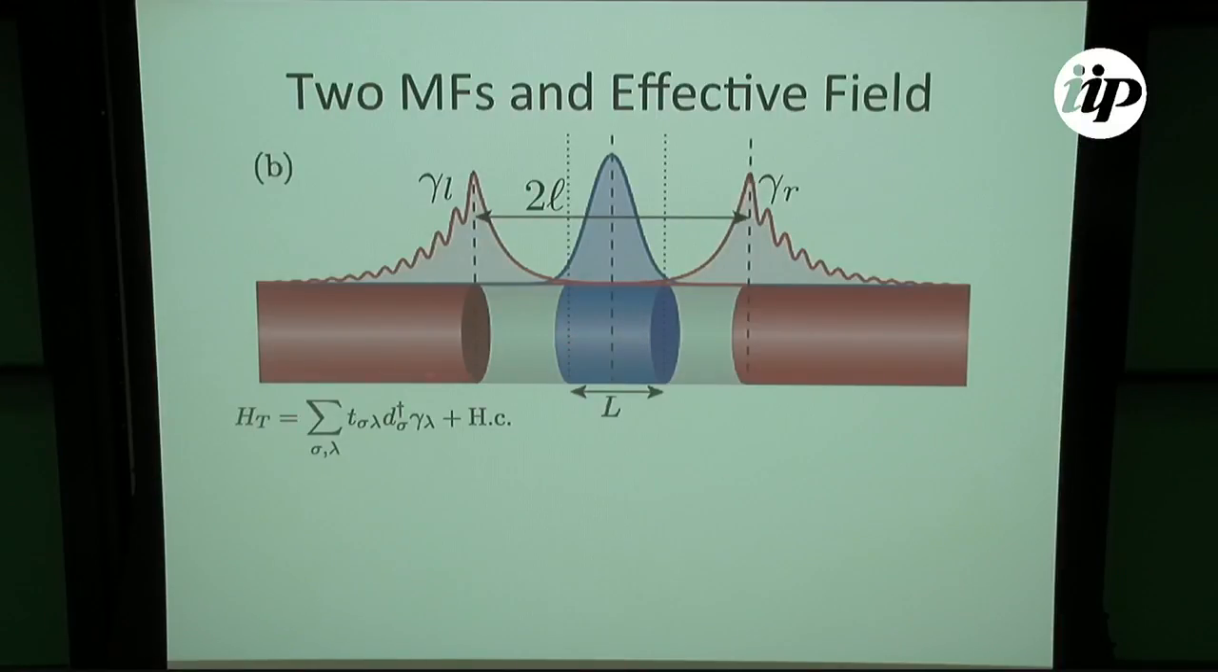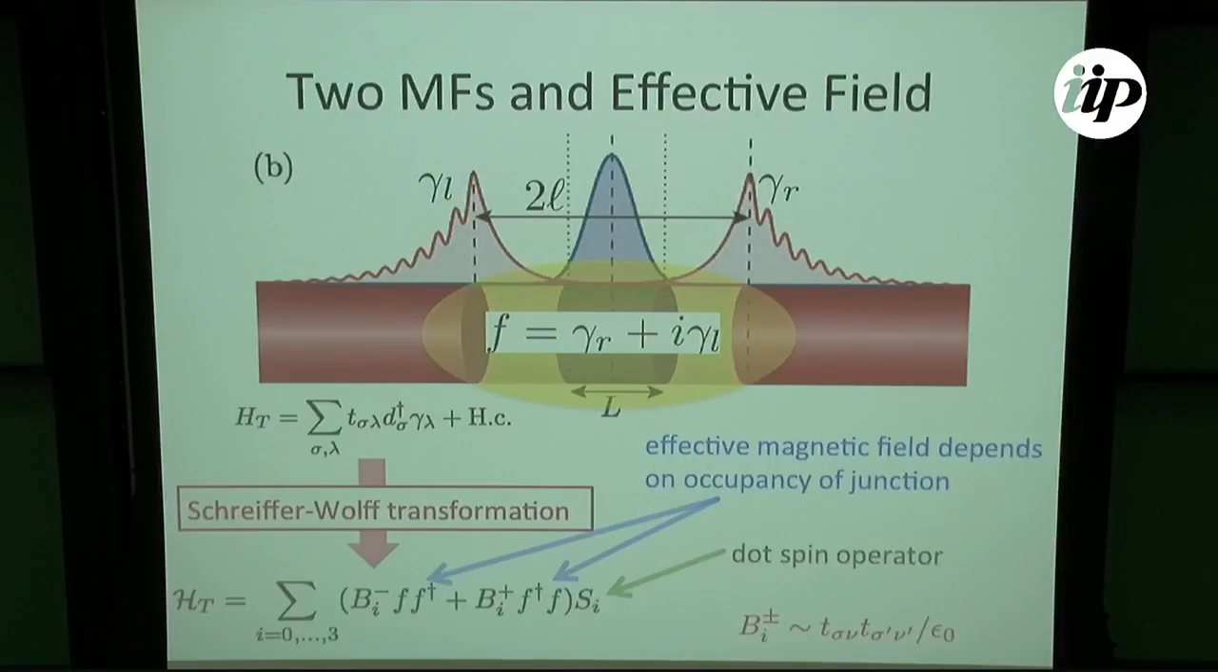It's essentially the same tunneling Hamiltonian, except you have an additional index coupling to, let's say, the left and the right Majorana fermions. And you can parameterize the left and right Majorana fermions into a complex fermion F, which is defined by this quantity. And you can play the same game that we played with the qubit before, and what you find is that you get some effective Hamiltonian that looks like this.